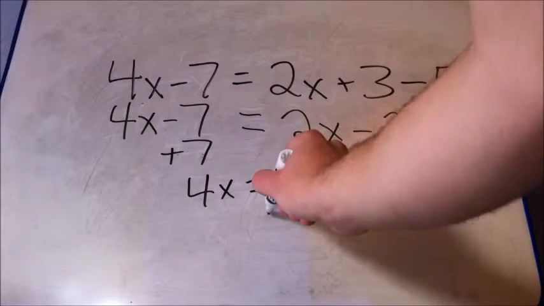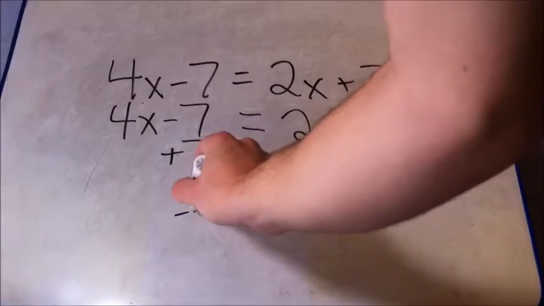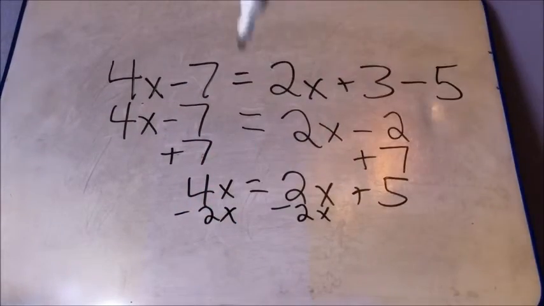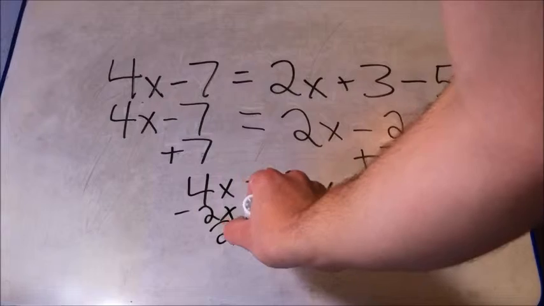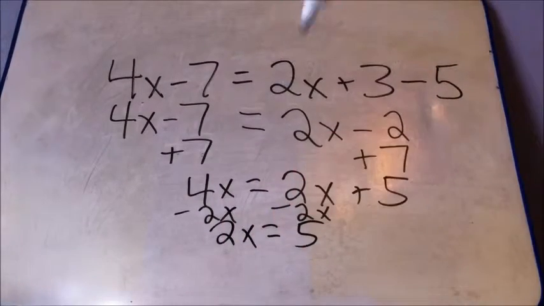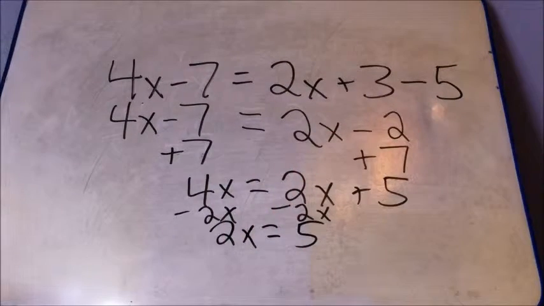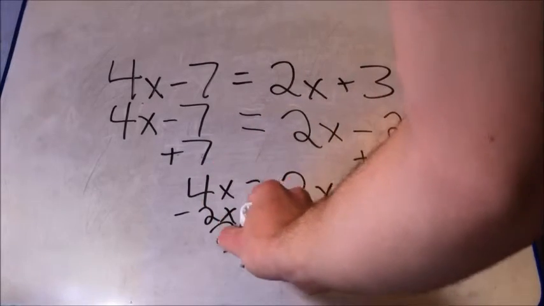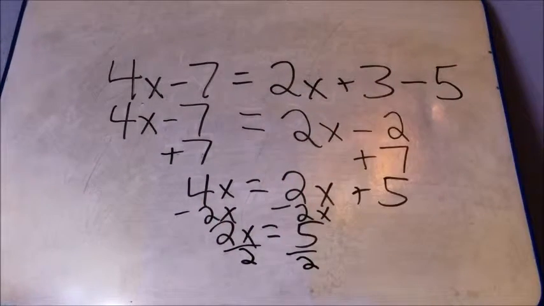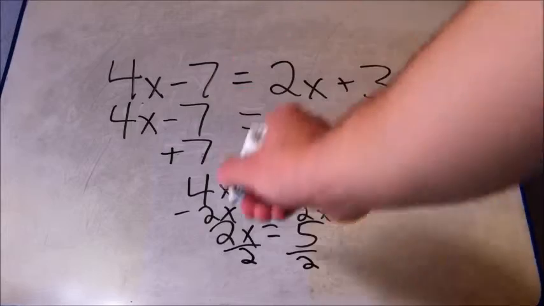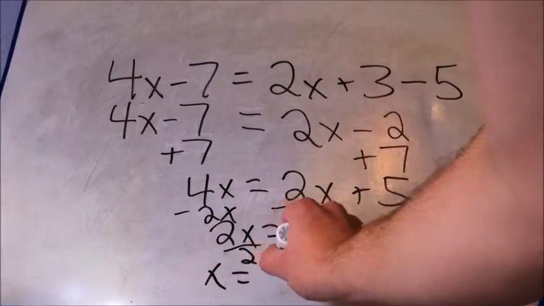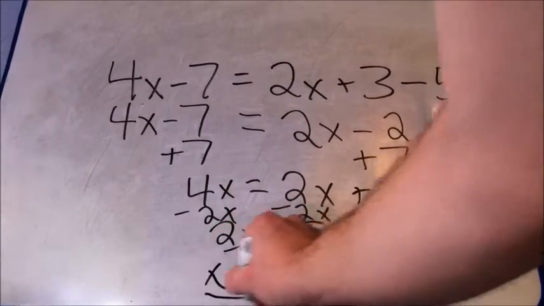Let's now subtract 2x on both sides. This combines the x's and gives us 2x is equal to 5. Now to get x by itself, let's divide by 2. Dividing by 2 on both sides, we are then left with x is equal to 5 halves.